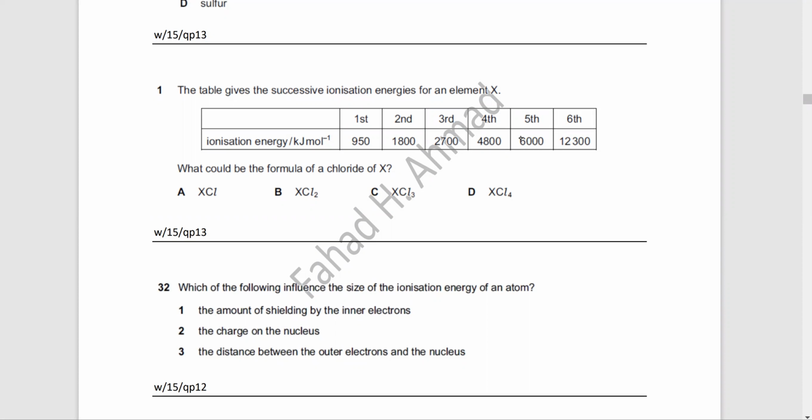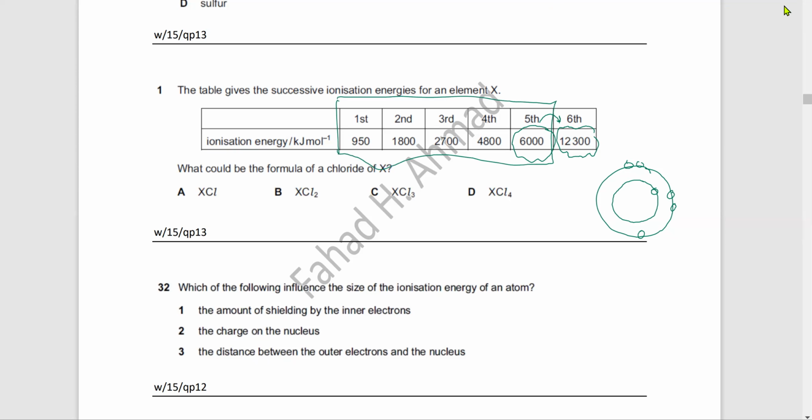Then all of a sudden, after you've removed the fifth electron, removing the sixth electron, there's this huge jump. So that indicates that the atom had a total of 5 electrons in its outer shell. The sixth electron was actually in the inner shell, and it was very difficult to remove this electron. So 5 electrons in the outermost shell.